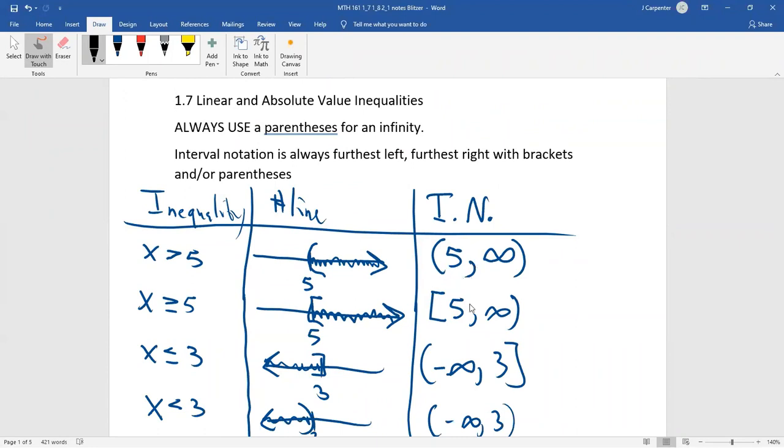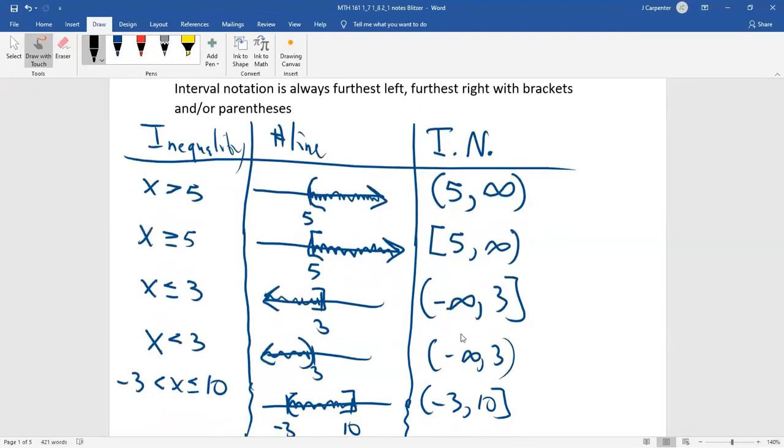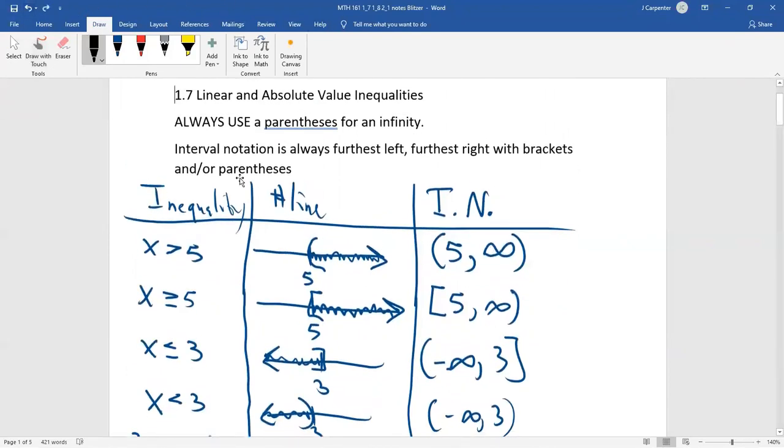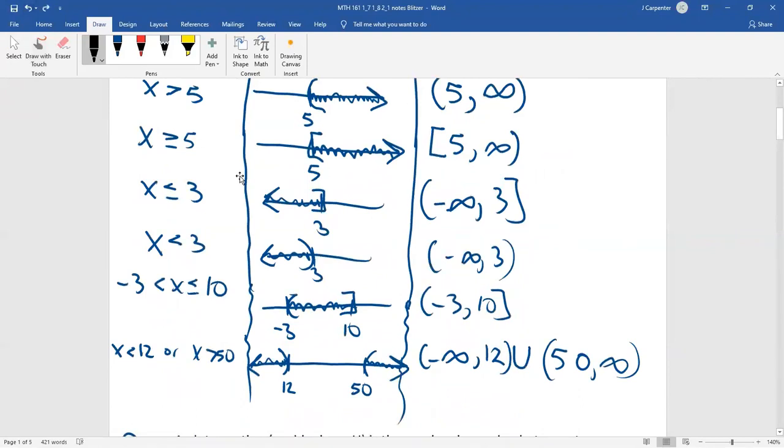So remember the difference of brackets and parentheses. Remember that it's always the furthest left, comma, furthest right. Infinities always get parentheses. Remember, any infinity that goes on the left is a negative infinity. That's very, very important as well, because if you wrote this right here in MyMathLab, but you miss this, the whole thing is wrong, and that's going to frustrate you to no end. So please make sure you're getting all the little details correct.